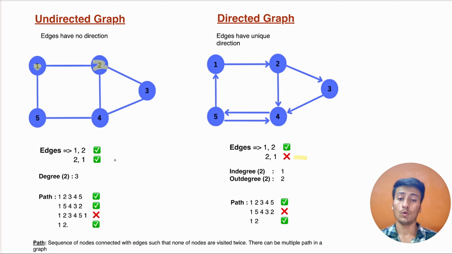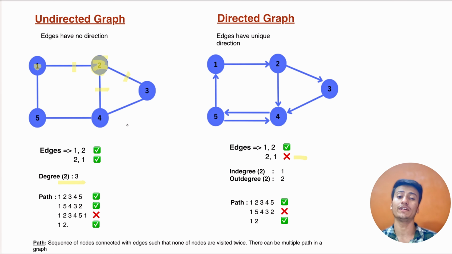Now let's see what is a degree in a graph. A degree of a node represents the number of incoming edges or outgoing edges. Now let's see what is a degree in an undirected graph. Since there is no direction of edge in an undirected graph, we count the number of edges connected to a node. So let's see what is the degree of node 2. There are 1, 2, 3 edges connected to node 2. So we can say the degree of 2 is 3.